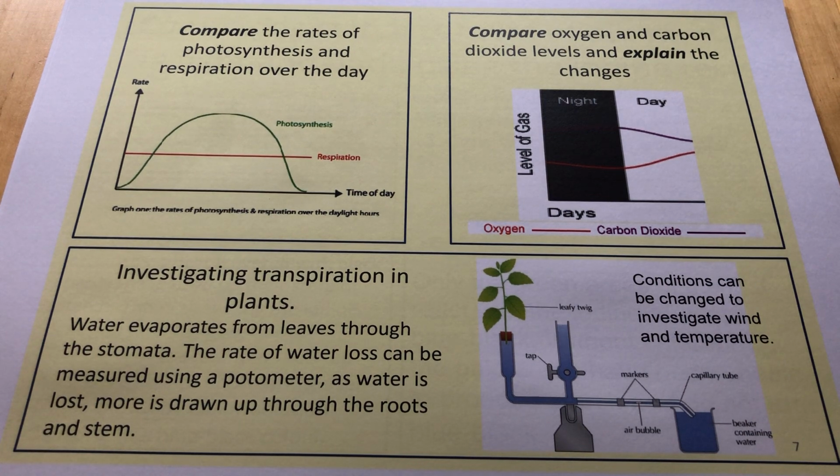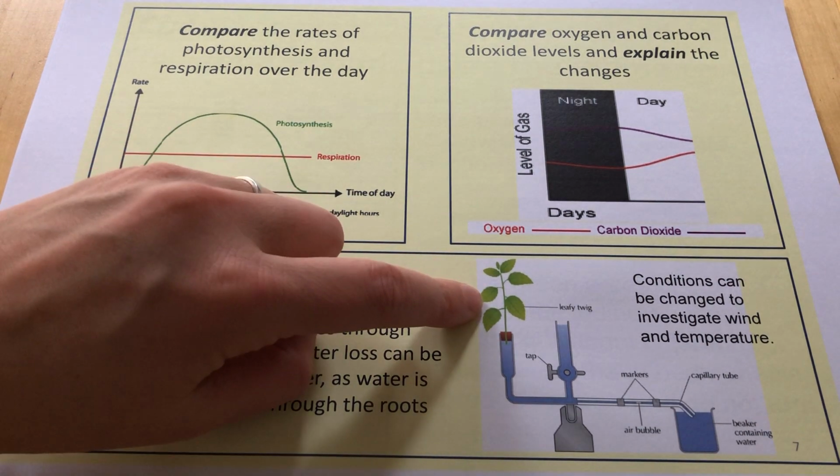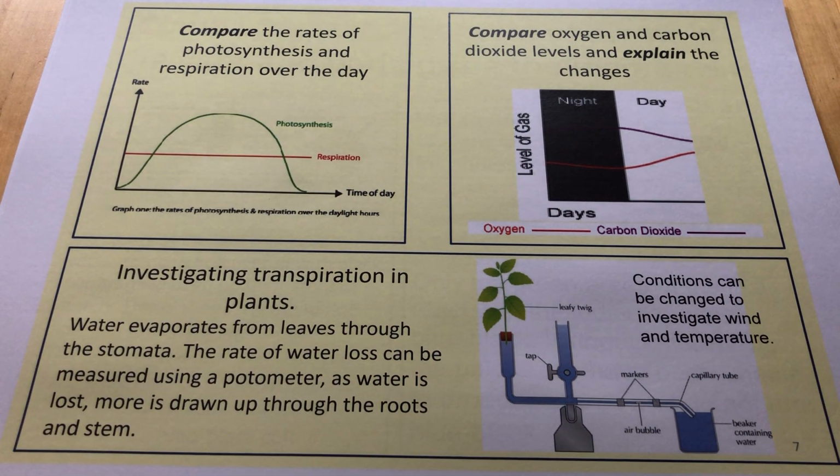And if we put more leaves on this bit of branch here, if it was a bigger branch, we would have more stomata, more gaps for the water to escape. We would see a faster rate of transpiration. If we had a hotter temperature, we'd see a faster rate of transpiration. The water would evaporate more quickly from the leaves.